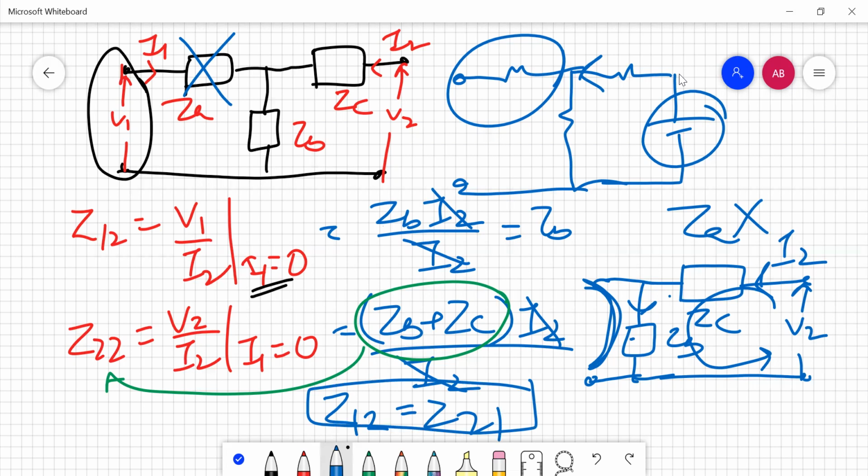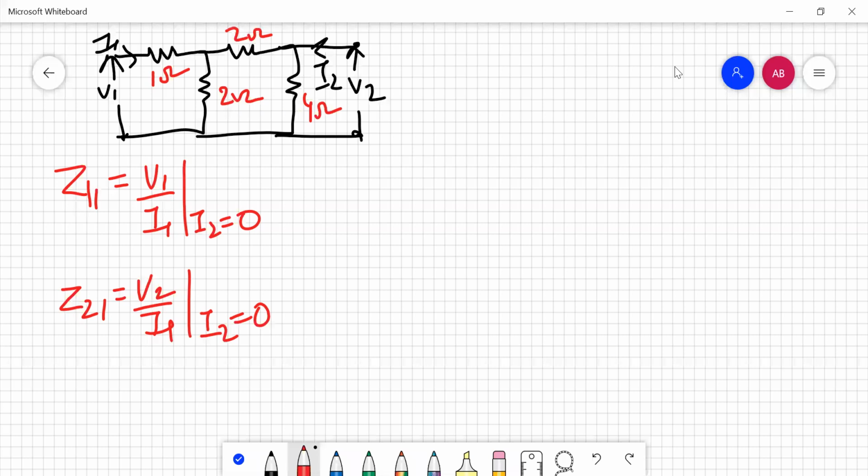Clear? Whenever these two values are not coming out equal, then either the system is not a bilateral system, or you need to check your calculations, because it is always a cross check that your Z12 should come equal to your Z21. So now we come on to the next numerical, where you should be a little bit careful and listen to me very carefully.